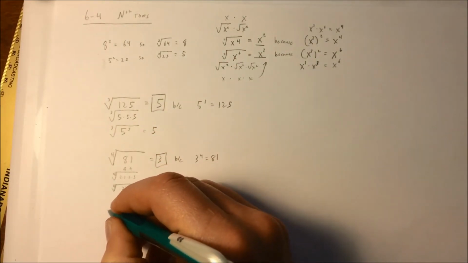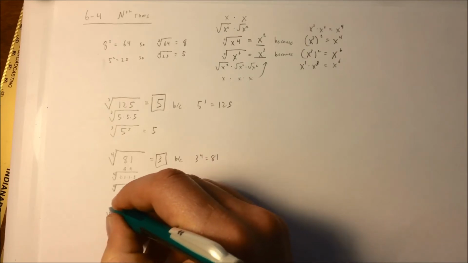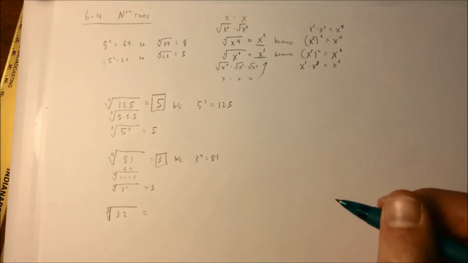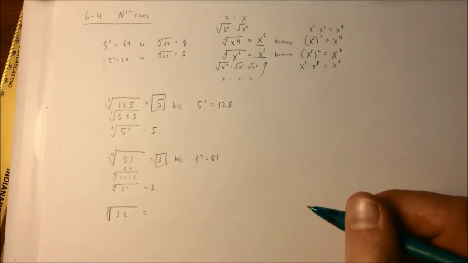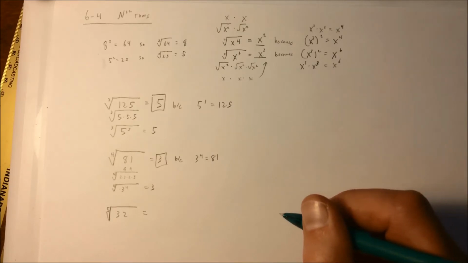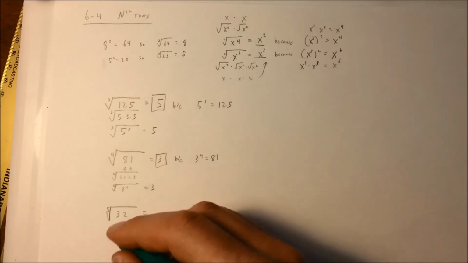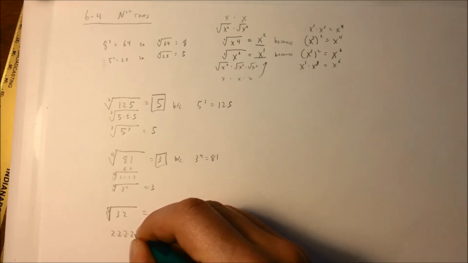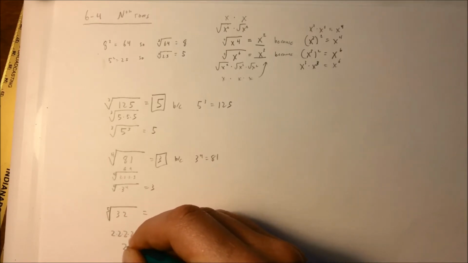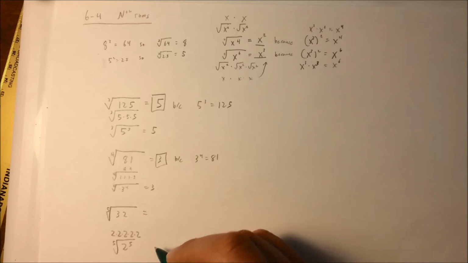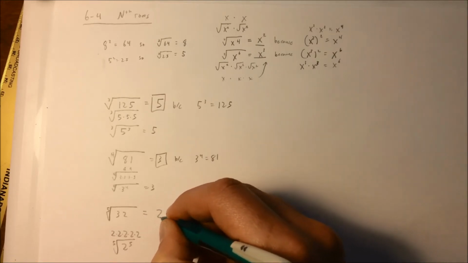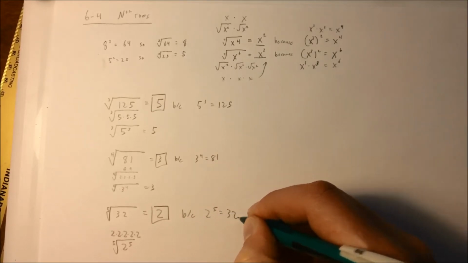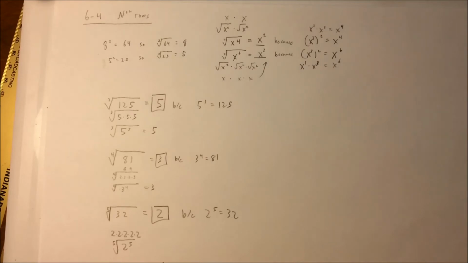If I give you the fifth root of 32, pause the video, try to find the fifth root of 32 on your own. I could rewrite this as 2 times 2 times 2 times 2 times 2, which would be 2 to the fifth. So the fifth root of 32 is going to be 2, because 2 to the fifth is equal to 32. So we're just going backwards here with nth roots.